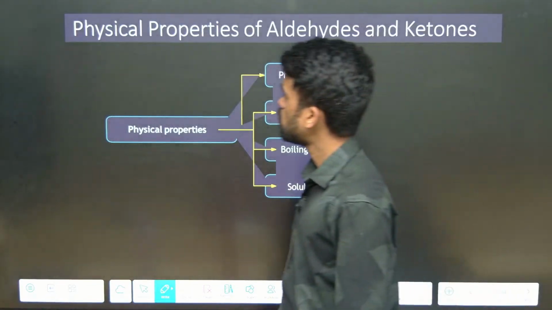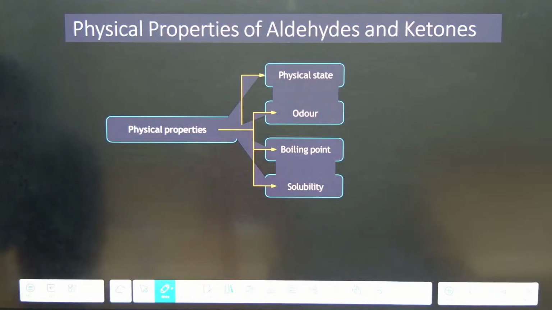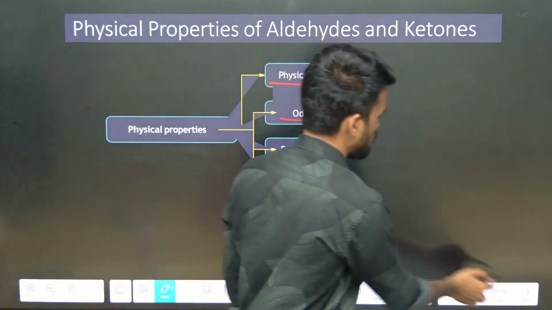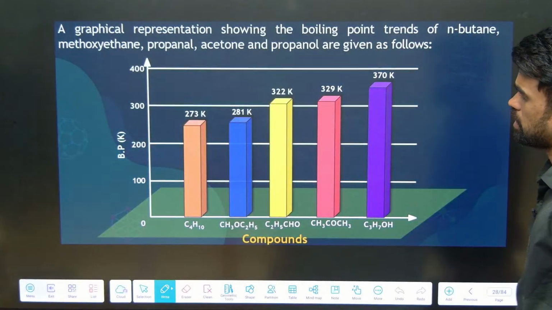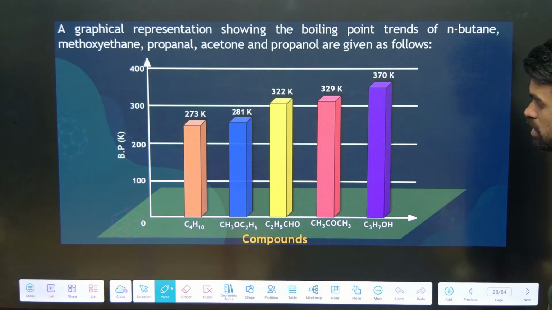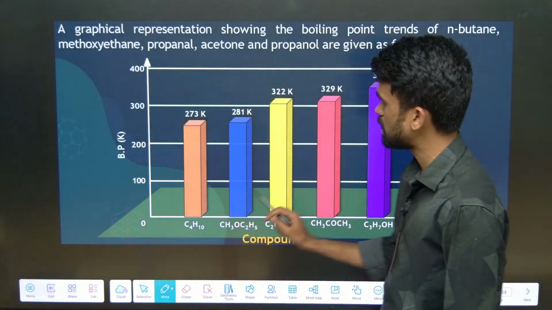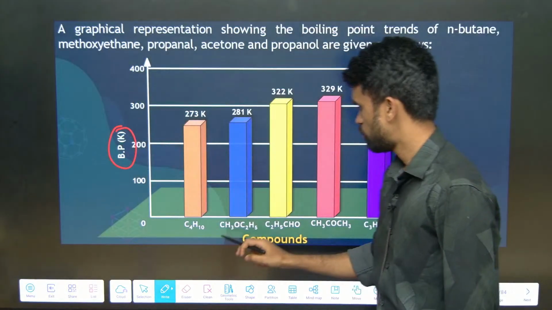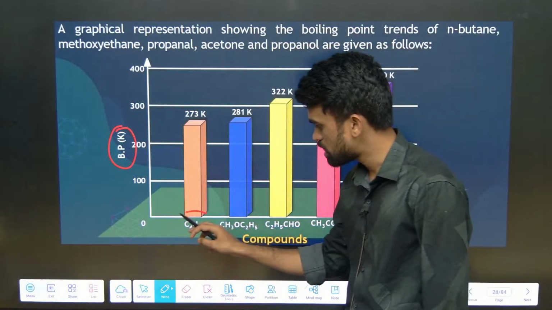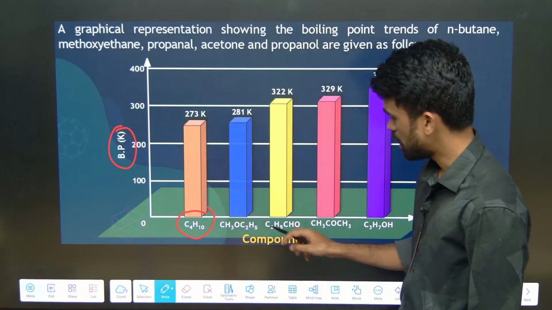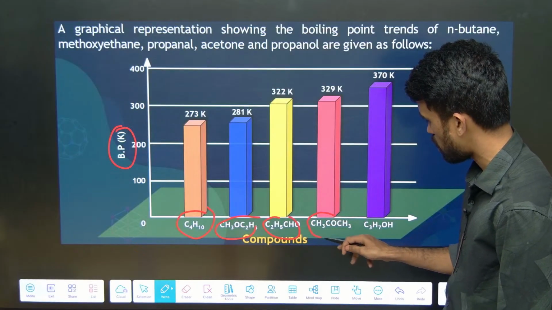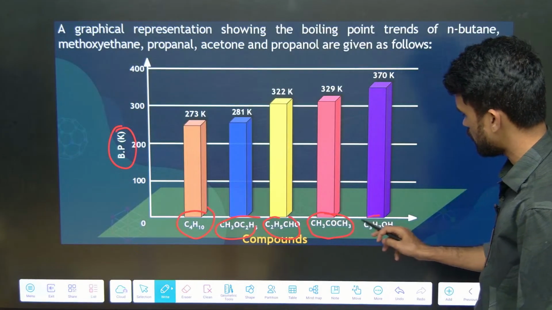Now again, what physical properties can it have? Let's discuss its physical state, odor, boiling point, solubility. We already have some idea on this, anyway, let's see with some practical data. This graphical representation shows boiling points for different compounds. It's C4H10, a simple hydrocarbon. Here it is an ether, here an aldehyde, here again an ether, here a ketone compound. Again here we have an alcohol.